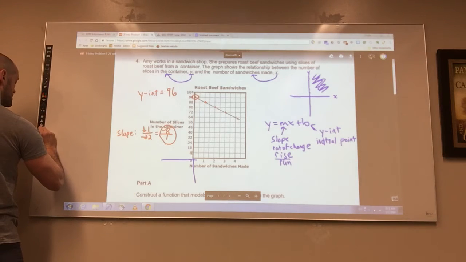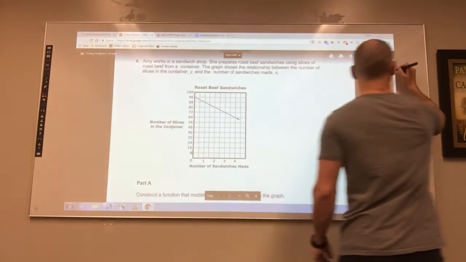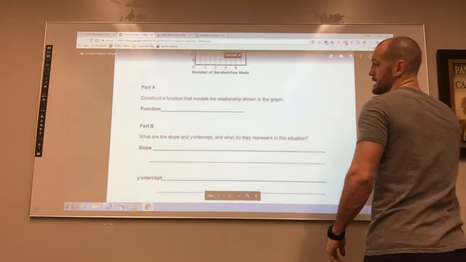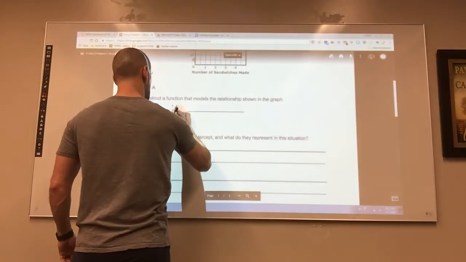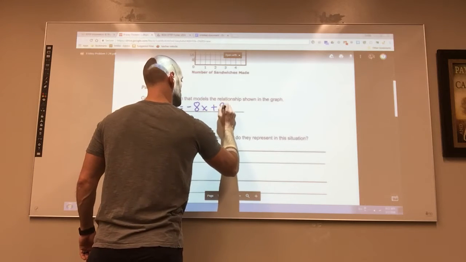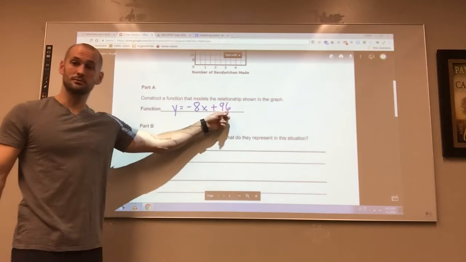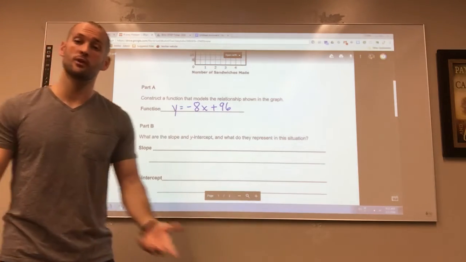I'm going to use this to create my function. And my function is y equals -8x plus 96. That took the place of b, which was my y-intercept. That took the place of m, which was my rate of change.